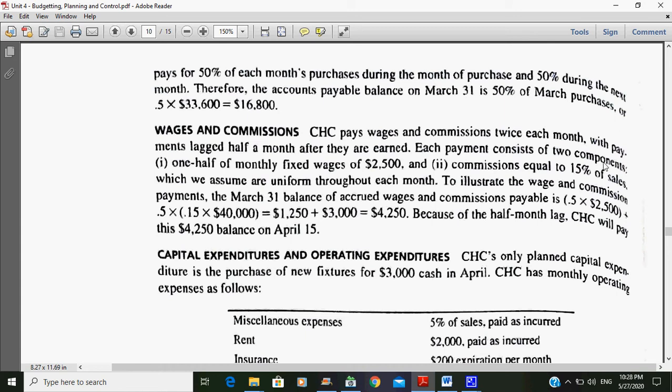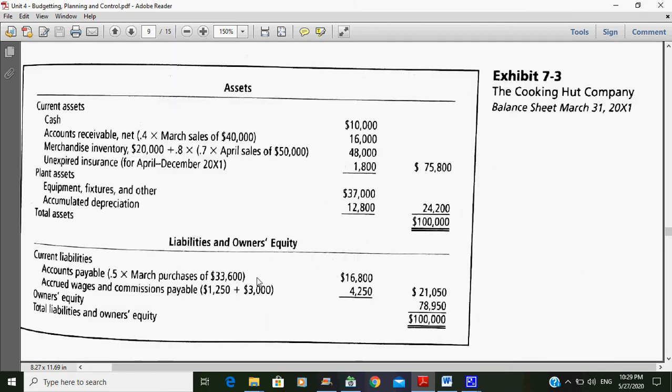Alright. To illustrate the wage and commission payments, the March 31 balance of accrued wages and commissions payable is 0.5 times 2,500 plus 0.5 times 15% of 40,000. This 1,250 right there is half of 2,500. The 3,000 would have been half of the 15% of 40,000. Now, 15% of 40,000 equals 6,000. Now you would half it to get the what? 3,000. And that gives you 4,250. Because of the half month lag, CHC will pay this 4,250 balance on April 15. So this is how you have the accrued wages and commissions payable at this moment, alright? For that section.